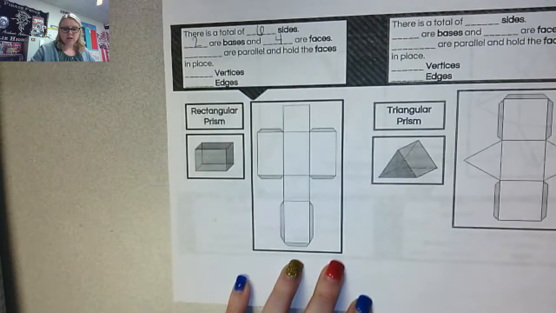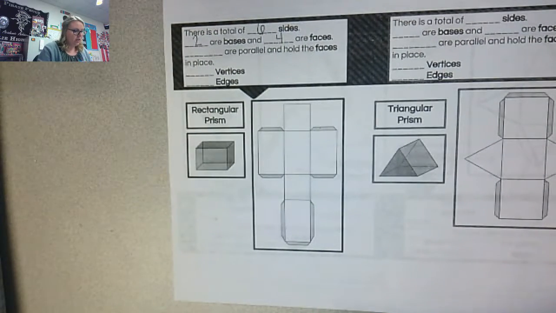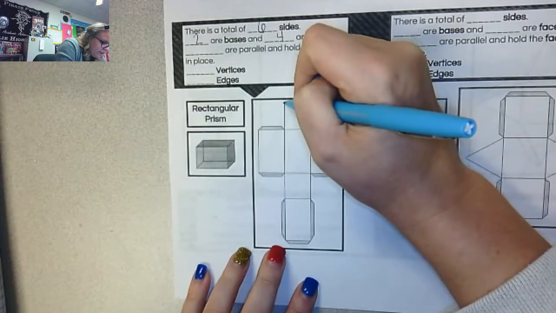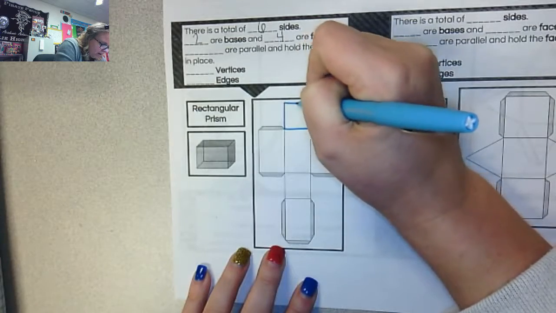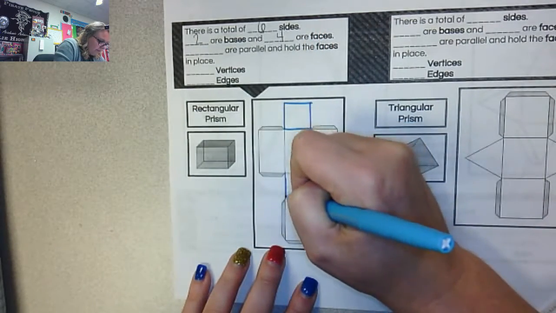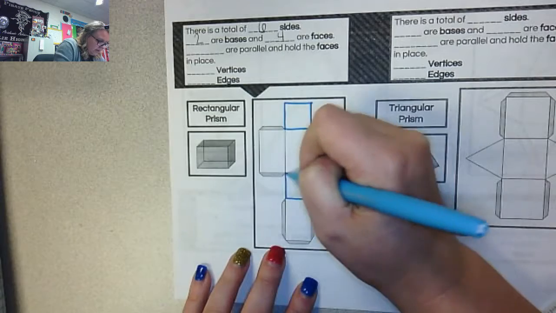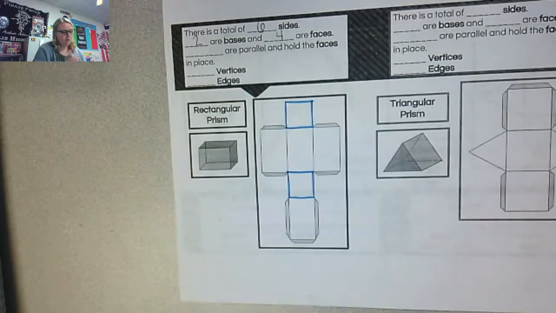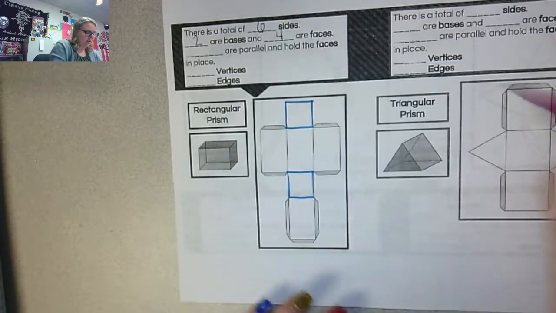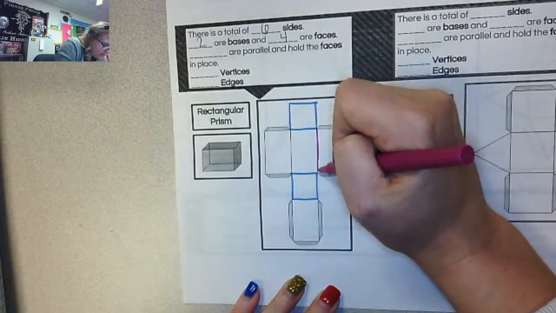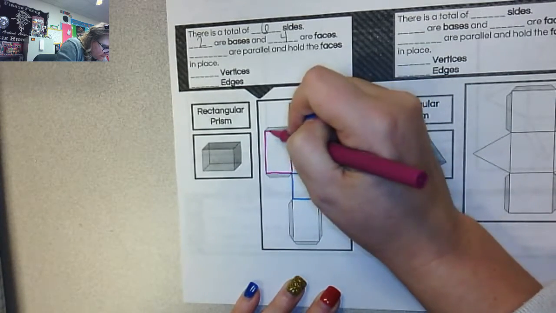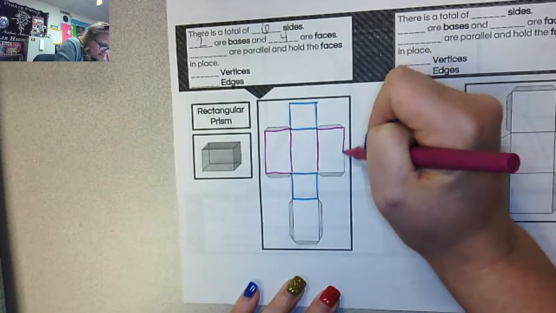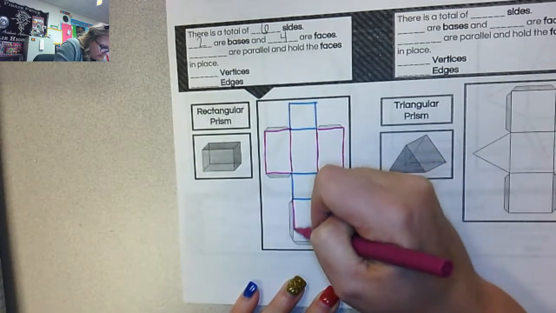Okay, so if you want to color code, I would suggest doing that. Your 2 bases are what hold your faces together. So you have your bases. We have 1 base there and another base here. You can tell that there are bases because they are smaller rectangles compared to the 4 faces. And then I'm going to color code my 4 faces. So I have 1, 2, 3, 4.